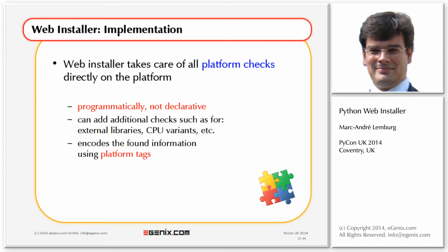What we're doing is we're actually running code on the installation platform, and the code can be made smart enough to detect the platform specifically for the package's needs. So we can add extra checks like CPU checks, or we can add checks for certain libraries being installed, or then maybe if the libraries are not installed, warn the user about the fact that these libraries are not installed, and maybe tell the user how to fix this. And to encode this information, we use tags.